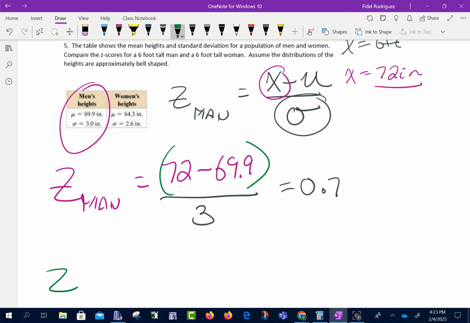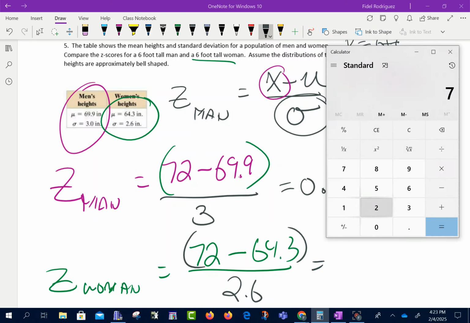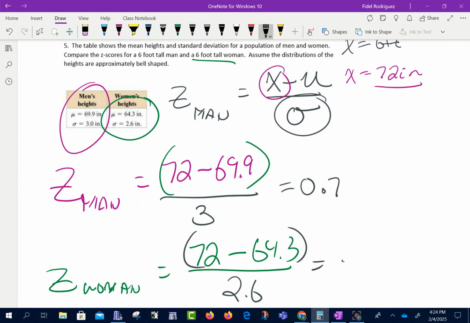Now let's see if we can find the z-score for a woman. The woman is still 6 foot tall, so her height in this case is still 72, but the mean height for women is 64.3, again in parentheses, and we're going to divide that by 2.6. So let's do these calculations: 72 minus 64.3, divided by 2.6. I'm going to go to 2 decimal places here: 2.96.